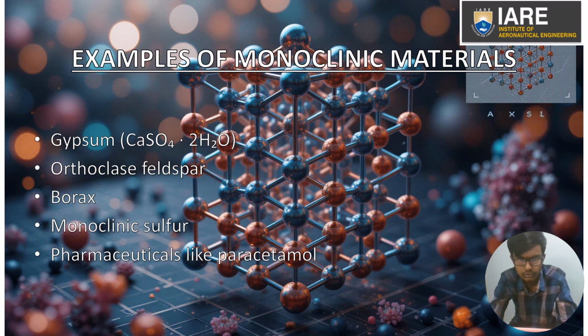And now, let's go through the examples of monoclinic materials. A lot of examples can be given for these monoclinic materials. I have chosen 5 important examples out of many. The first one is gypsum, or CaSO4.2H2O, whatever we call it. And after that, orthoclase feldspar, and after that, borax, and after that, monoclinic sulfur, and after that, pharmaceuticals. A lot of pharmaceuticals are available, out of which one is paracetamol. Hence, these are the examples of monoclinic materials.